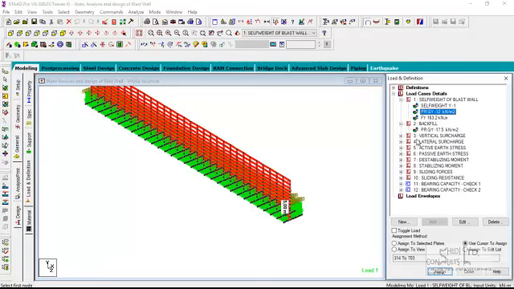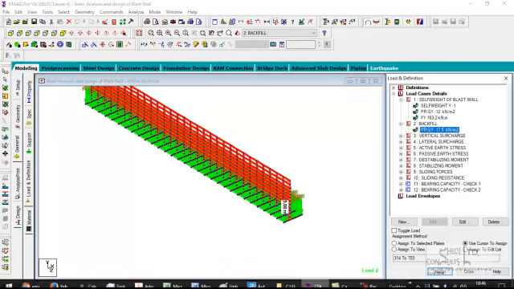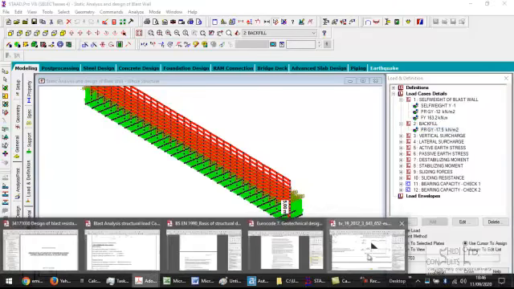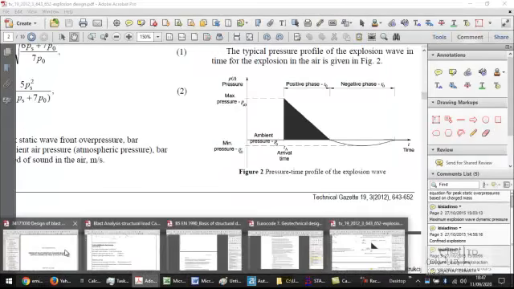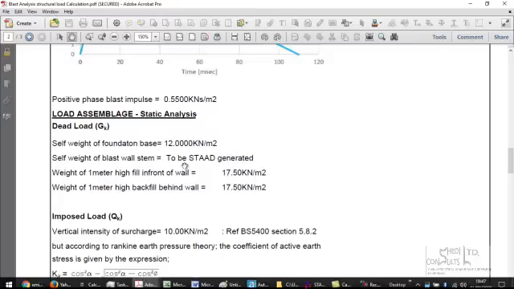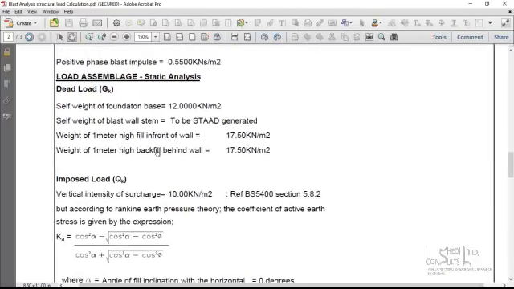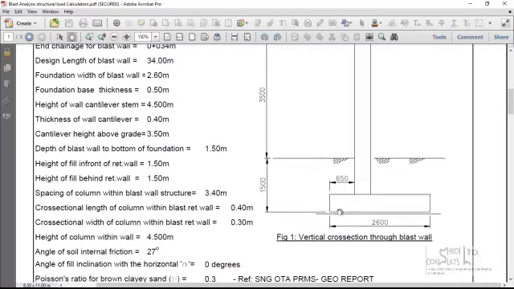This next loading you have is the backfill. It's the weight of backfill. So that's the weight of backfill. We can see, okay, weight of backfill in front of the wall. So this is the front of the wall and that's behind the wall. So the weight of backfill is this weight here.